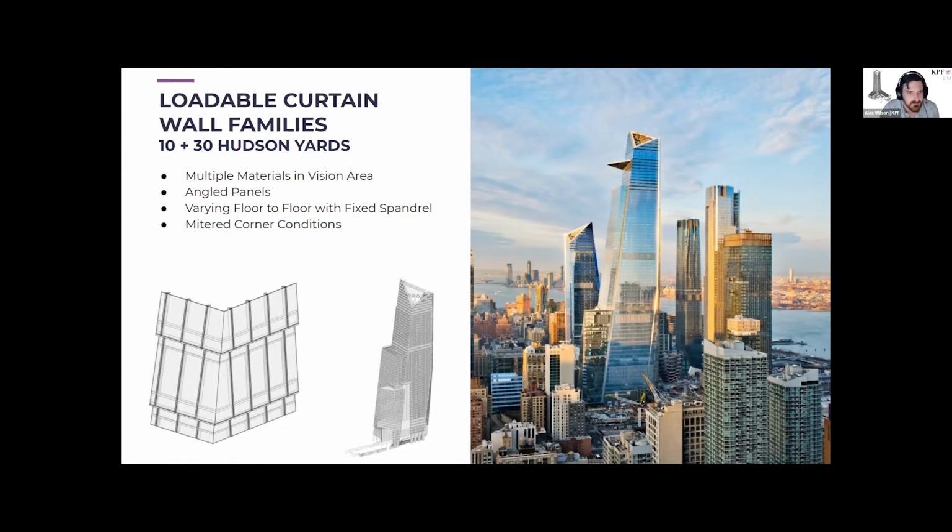So Hudson Yards: slanted varying conditions, slanted walls, slanted panels. So there were type parameters built into each of them. And for the mitered corners, this was done using a void. If you have a void, just a mass within Revit itself, you can slice panels, which will give you miter conditions. It's not really the cleanest way to do this.